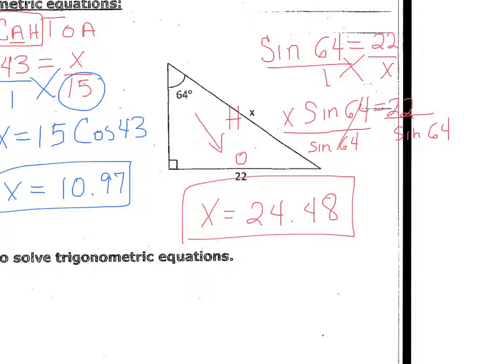Okay. Any questions on setting up the ratios or finding missing sides? So SOHCAHTOA is used for angles that are not 30-60-90 or 45-45-90. Okay, so when it's not a special angle triangle, then you use SOHCAHTOA. Any questions about any of these problems?